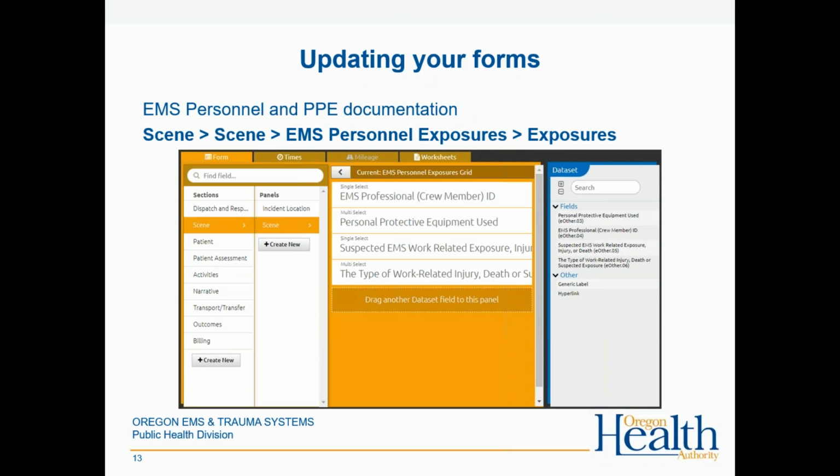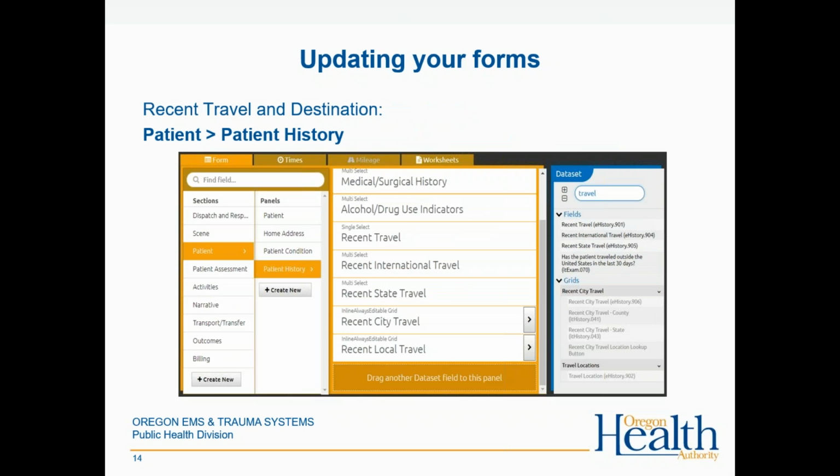Similarly, with respect to EMS personnel and PPE documentation, we drilled down through the scene section and panel to EMS personnel exposures, and we dragged those data elements into the form there. And here's where we placed patient history, recent travel, and destination under patient history. And we took all 5 of those travel-related elements and added them to the form right there.